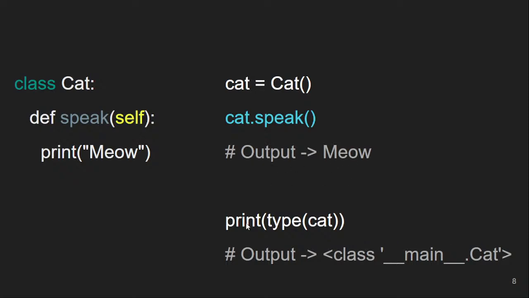And then if you try to check the type of this object cat, you will get this type of output. And this describes to you that cat is of the type class Cat. Okay. And then this is the file where that Cat is being defined.